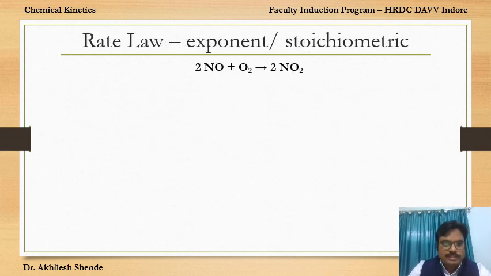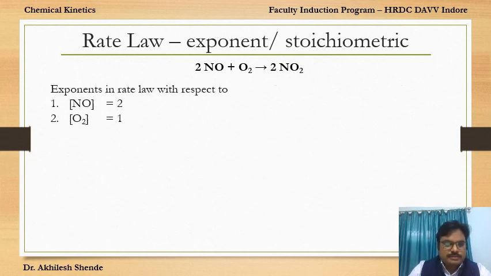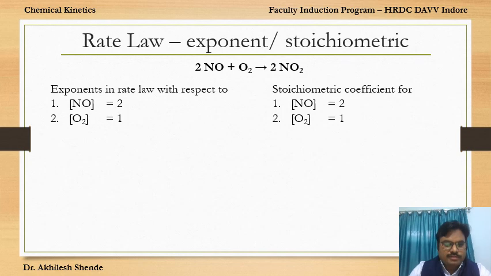In the following equation, the exponents of NO and O2 are 2 and 1. Similarly, the stoichiometric coefficients of NO and O2 are 2 and 1. For this reaction, the exponent and stoichiometric coefficient are the same.